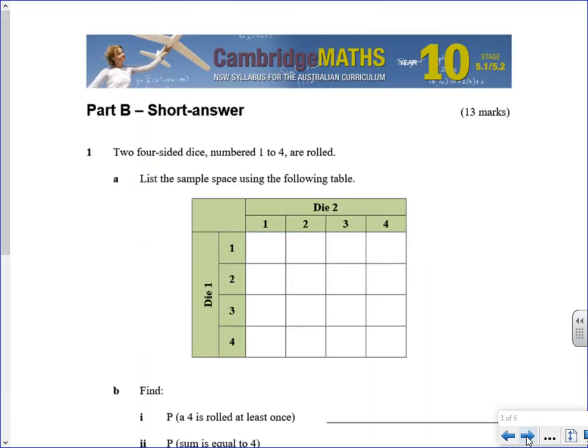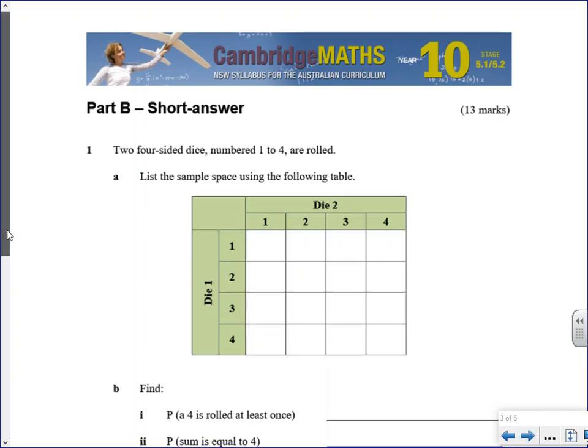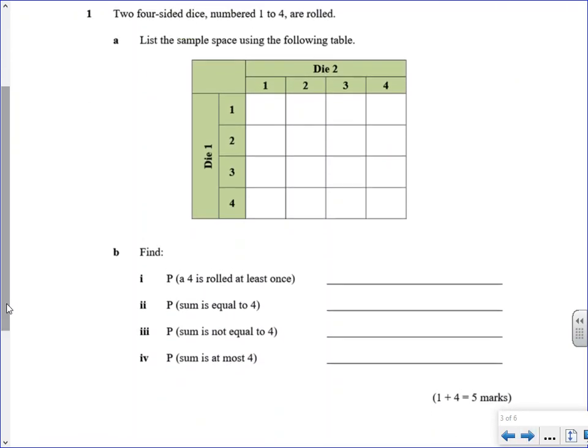Alright, moving along, we're now going to go towards the short answer questions. So first of all, we're rolling two four-sided dice with numbers 1 to 4 rolled. What we're seeing here is we need to fill in our table that will map out all the possible outcomes. So just filling this up very quickly. 1 1, 1 2, 1 3, 1 4, 2 1, 2 2, 2 3, 2 4.